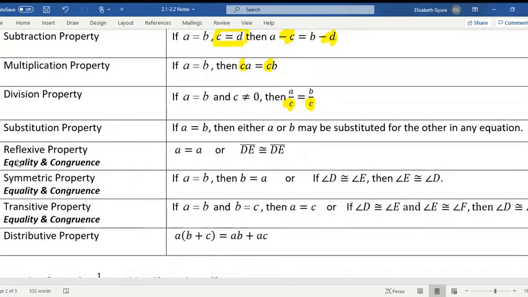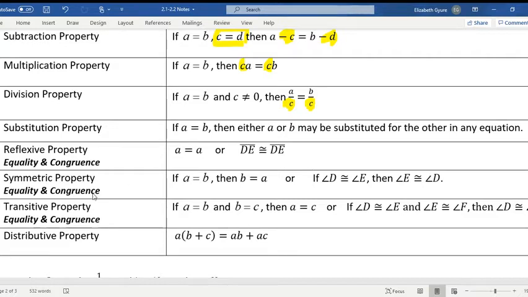Reflexive property of equality and congruence. What this means is this can work for equations and statements of congruence. So reflexive property basically says something equals itself, like A equals A, right? 3 equals 3. -1 equals -1. But this could also be used with congruency statements like segment DE is congruent to segment DE, or angle A is congruent to angle A, right? So things are congruent to themselves.